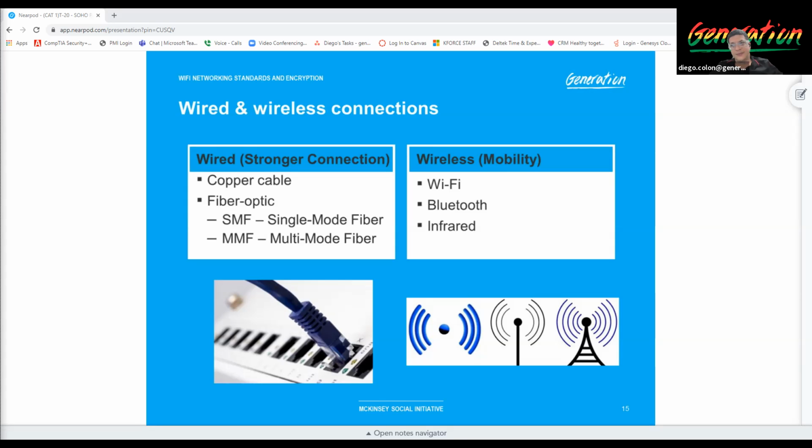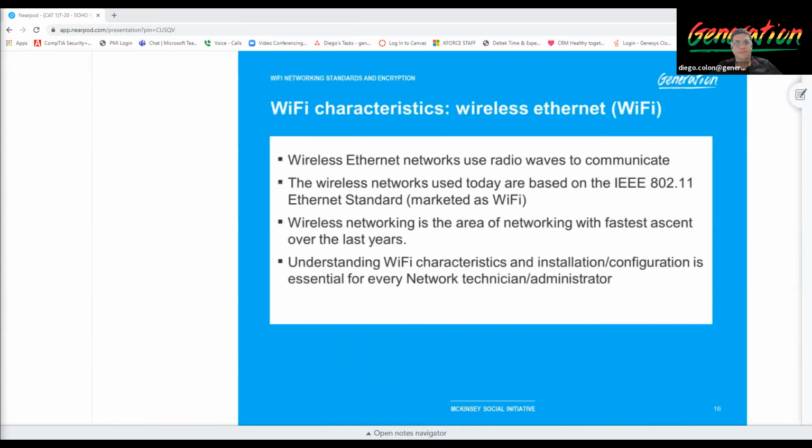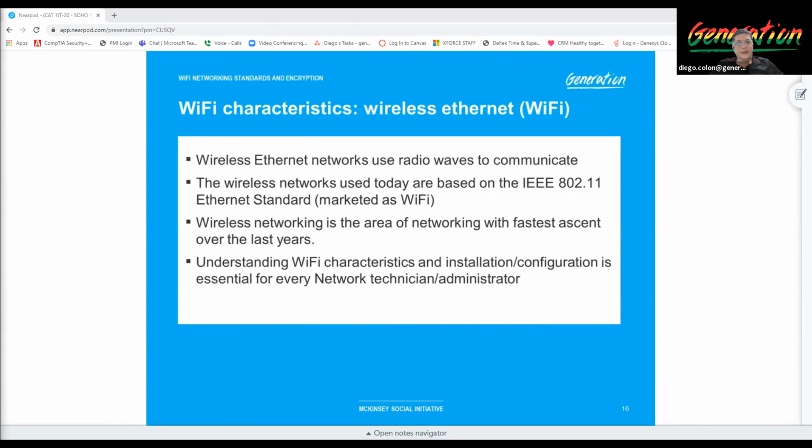No questions or doubts on the wired or wireless connections? Okie dokie. As for our next area here, if you could help me out, David.